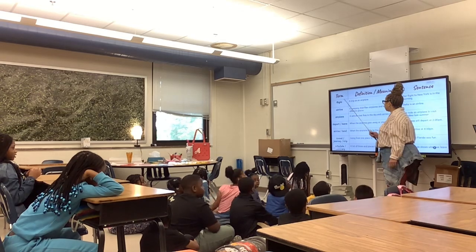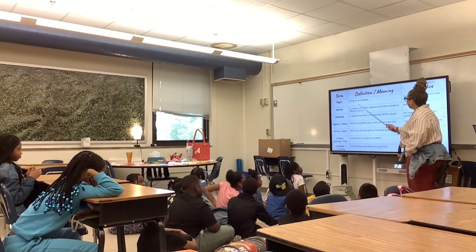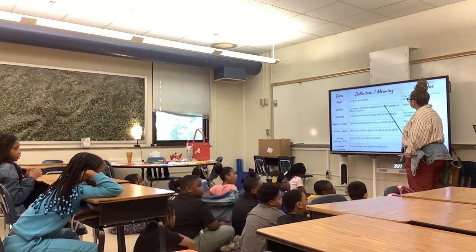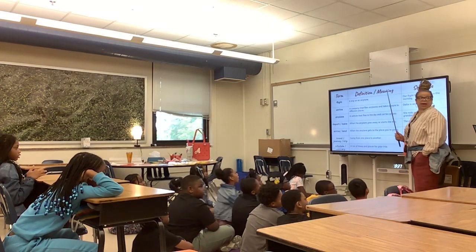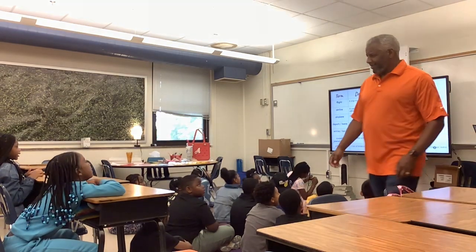All right, wonderful. Our next term is what? Airline. An airline is a company that flies airplanes and takes people to different places. Delta is an airline. Our next term is airplane.